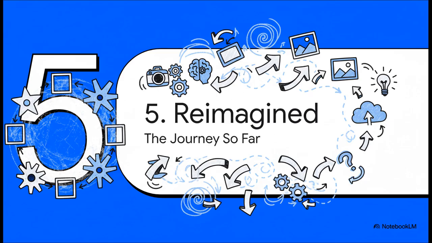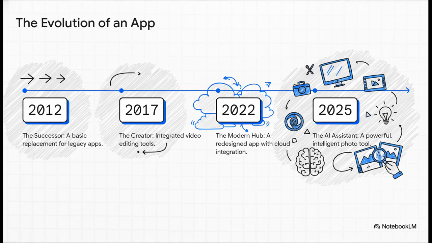So, when you put this all together, what does this journey really show us? It's the story of an app that has been constantly trying to figure out what it's supposed to be. I mean, think about it. The app's identity has totally changed over the years. It started out in 2012 just as a replacement for older apps. By 2017, it was a creation tool. By 2022, it was a modern hub for all your photos, no matter where they were stored. And now, it's becoming a full-blown AI assistant.